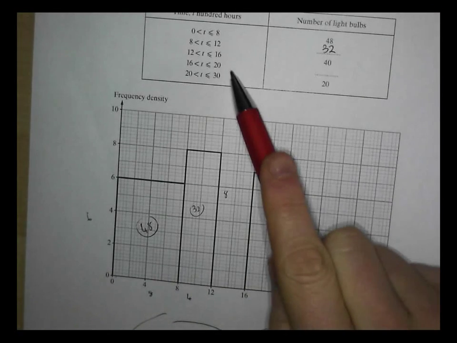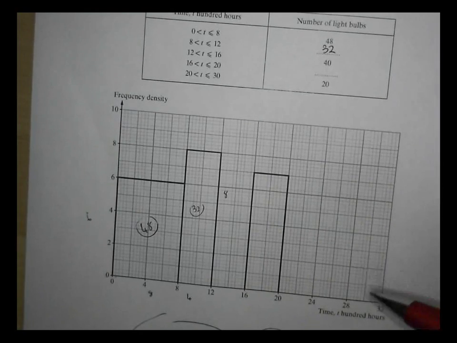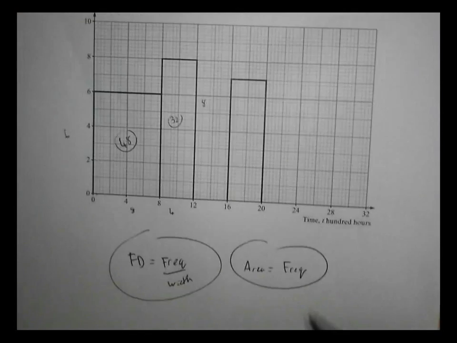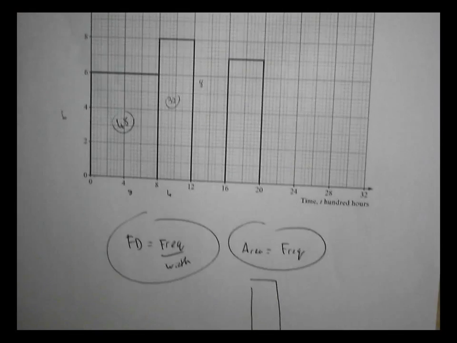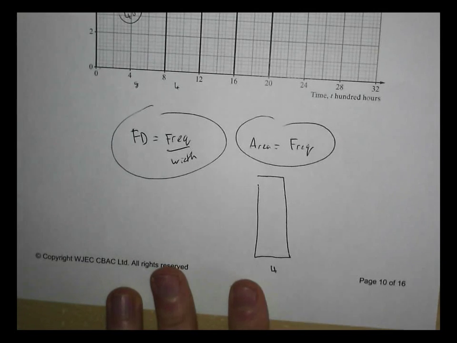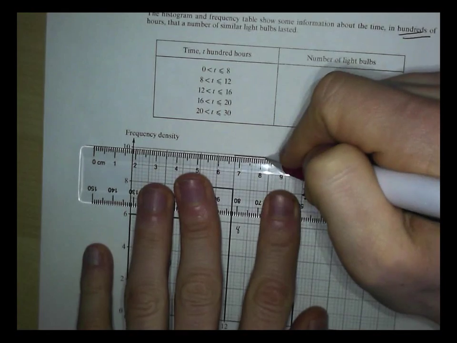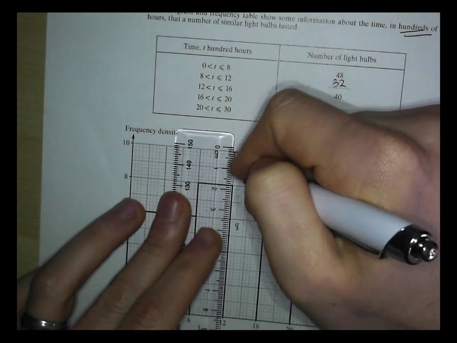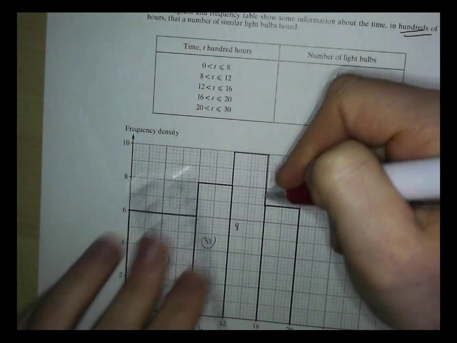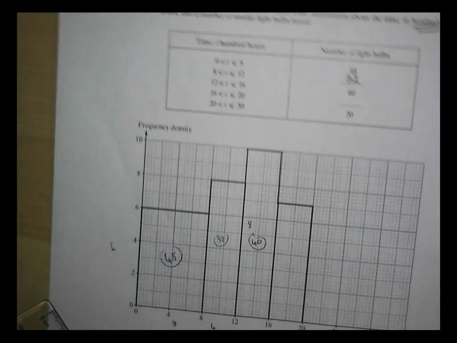Okay, now we've got to go the other way with this one. 12 to 16 has got 40 in it. So we need a rectangle, let's draw it here, that's 12 to 16, so it's got a base of 4, and it's got to have an area of 40. Well, the only way you're going to get that, I think, is if you have a height of 10. So let's draw it in. Let's get our frequency density up to 10. Little line down there, little line down there. And that has got a frequency of 40, an area of 40 now.